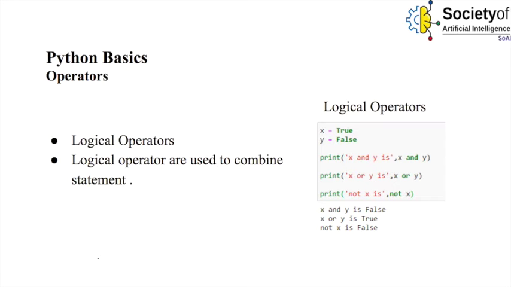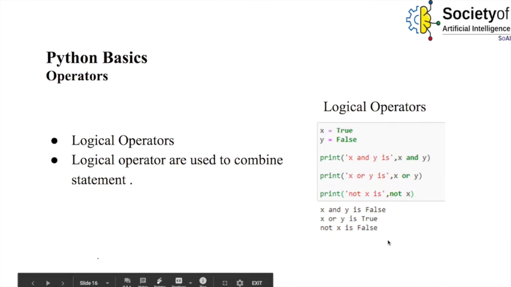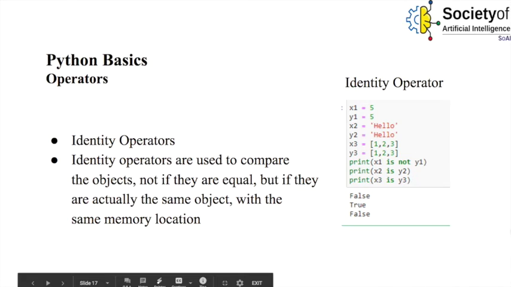Logical operators, as the name suggests, are used to perform logical operations like and, or, not. Here we have x equal to true and y equal to false. If we take and of them, we'll get false. If we take or, then we'll get true. And if we do not x, that is the negation of x, then we will get the negation of true, that is false, and hence the output over here. So this is pretty much basic.